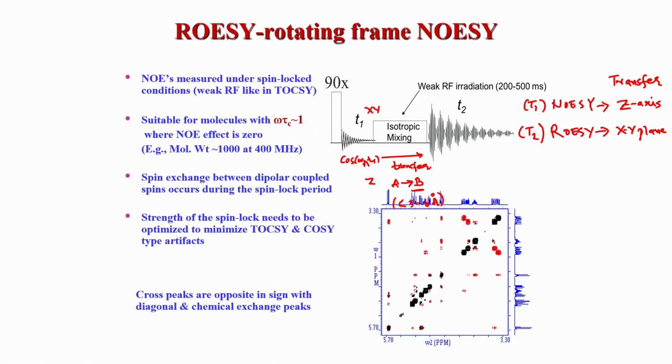This has a little technically involved answer, and that is the cross relaxation sign. What typically happens when you have omega tau c less than 1, which is the case for small molecules, in NOESY is that the cross relaxation can be positive or negative, but in a ROESY the cross relaxation is always positive.